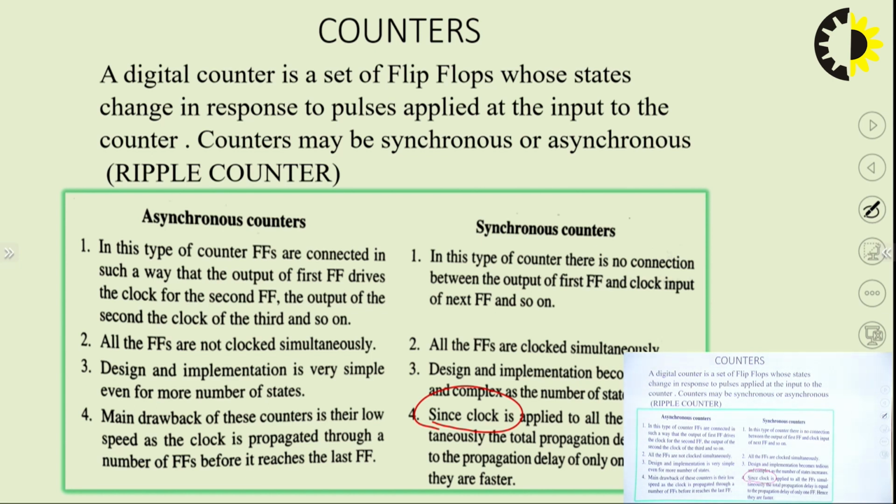The drawback of the asynchronous counter will be low speed, because one output is being applied to the next flip-flop and the next flip-flop output will be applied to another incoming flip-flop. So there will be a delay, and the flip-flops are connected with the previous output. So here we can say that these are the ripple counters and synchronous counters. The ripple counter is the same as the asynchronous counter. So we have differentiated between the 2 counters.